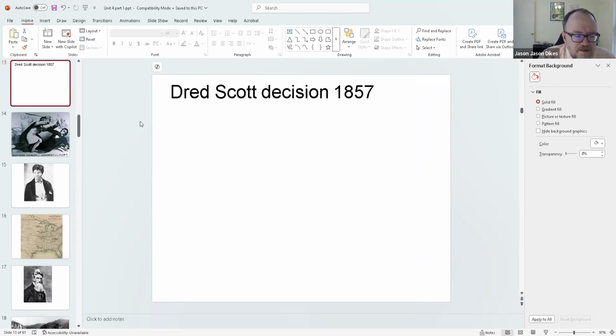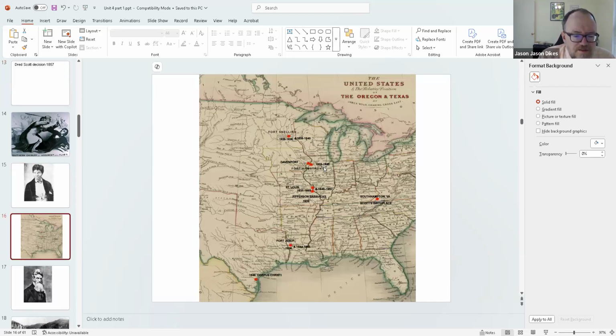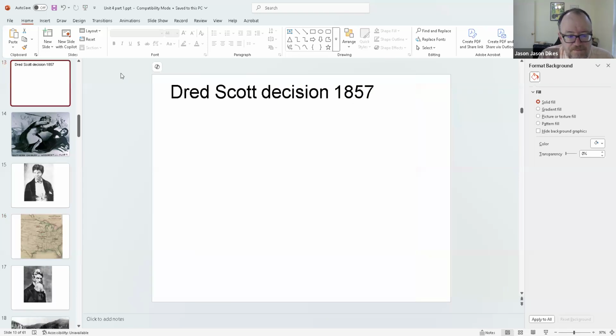Well, Scott had been owned by an army doctor, and his army doctor owner had clearly taken him into places where slavery was not legal. Wisconsin, Minnesota, like a little bit of time here in Iowa, Davenport. Clear violation of the 36°30′ ordinance. Remember the Missouri Compromise line? Everything north of 36°30′, which would be this, there would be no slavery.